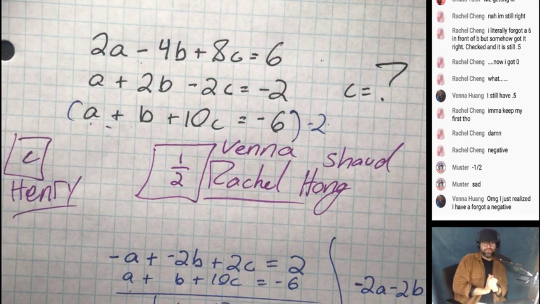That is the solution to this. And if we were to go through all of this, A would be 1, B would be negative 2, and C would be negative 1/2.